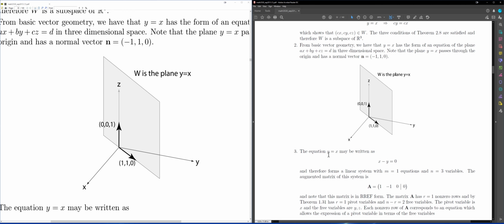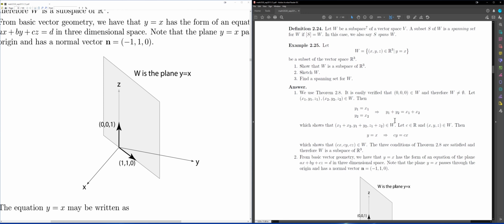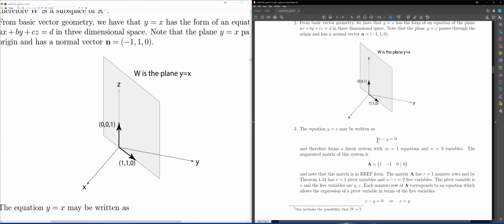So I have y is equal to x. I can write that as x minus y is equal to 0. What I have is m equal to one equation, and this is in three variables, because this is three-dimensional space. So this is x minus y plus 0z is equal to 0. Notice this is a condition on x, y, and z over here.